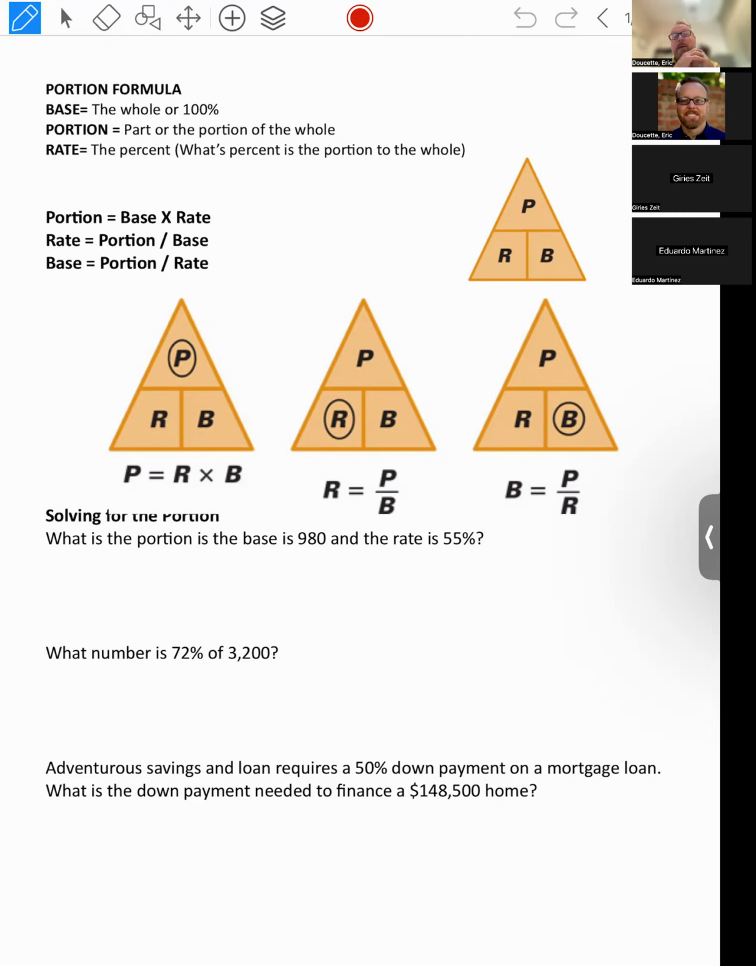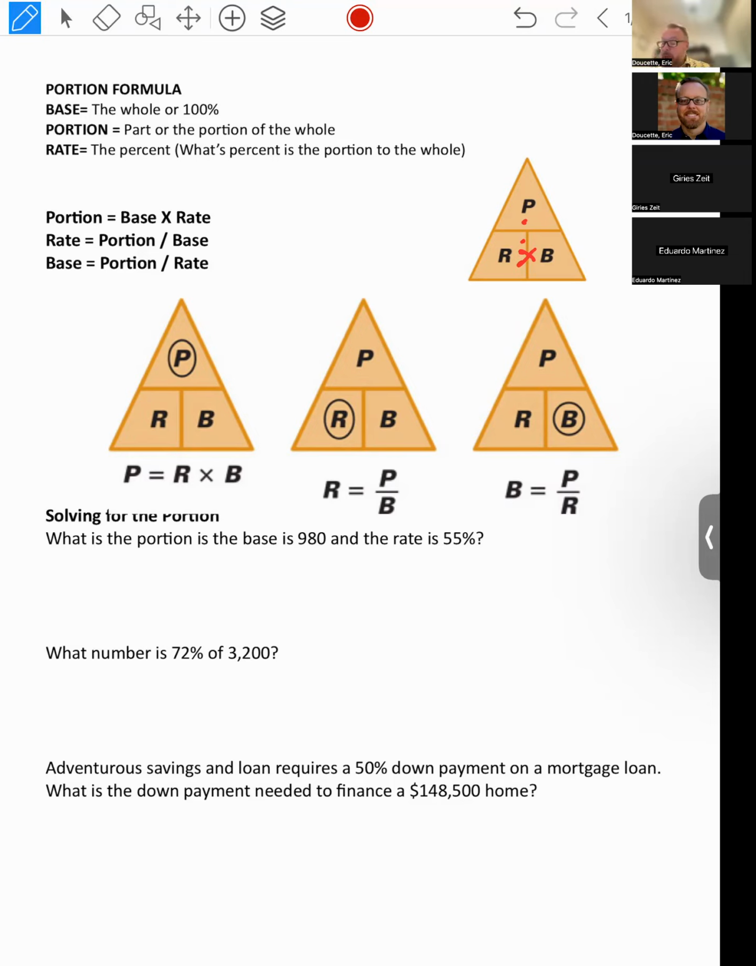In this case, this triangle represents what we call the portion formula. Basically you have your base on one side of the bottom, then you have your rate, which is your interest rate or percentage or decimal, and then you have your portion. The way this works is, on the horizontal axis you multiply, and on the vertical axis you divide.